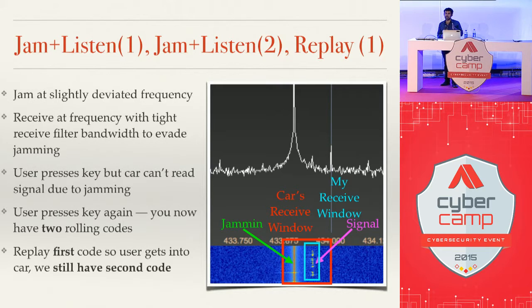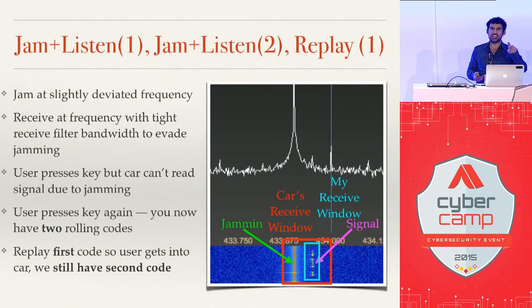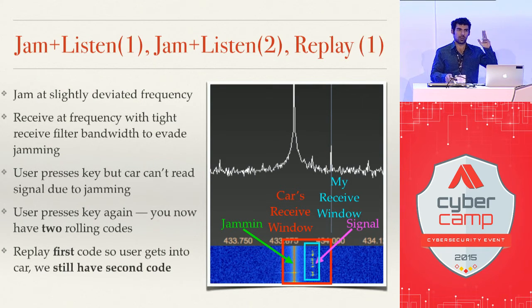If I jam and then I listen and you press the button, it tries to unlock and it doesn't unlock, what do you do? As a user, I now have a code that I can use, but it's about to get ruined. But if you try to unlock your car and it doesn't work, you hit the button again and try to unlock it again. Now, if I've jammed for both of those sessions, I now have two different rolling codes, a previous one and a future one.